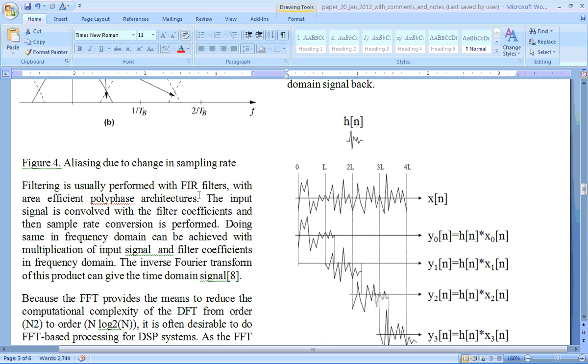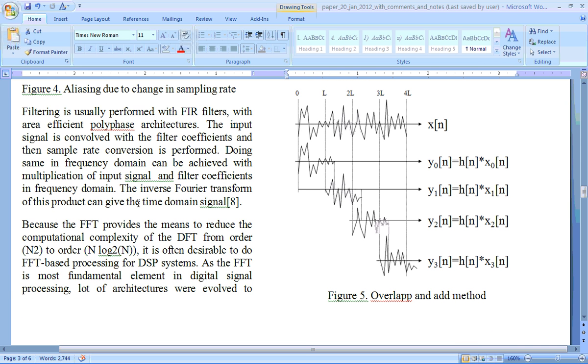So filtering is usually performed with FIR filters, with efficient polyphase architecture. The input signal is convolved with the filter coefficients, and the sampling rate conversion is performed. Doing the same in the frequency domain can be achieved with multiplication of the input signal with the filter coefficients. Time domain convolution of two signals, one signal and the other the filter taps, is equal to frequency domain multiplication of them. The inverse Fourier transform of this product gives the time domain signal back.